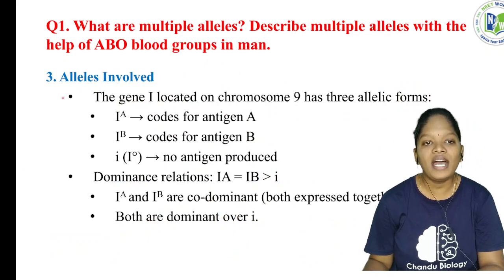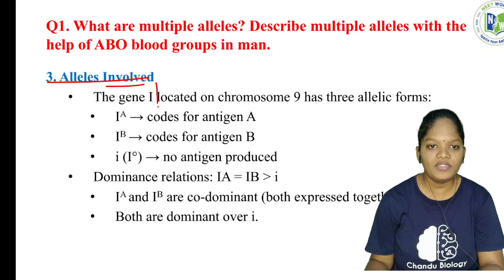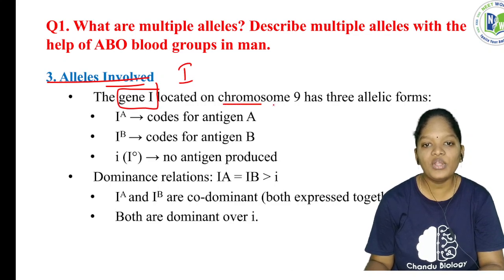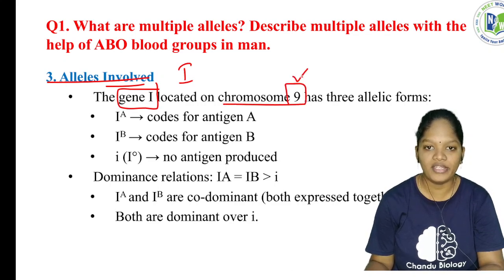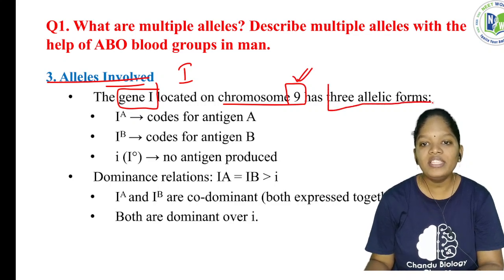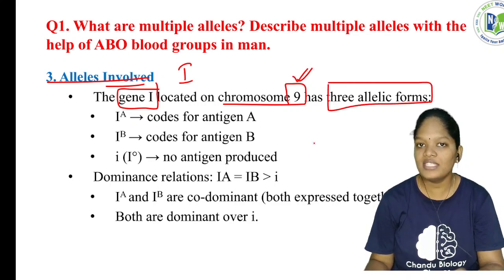Now, what are the alleles involved in this particular gene? The gene is named the gene I. It is located on which chromosome? Chromosome 9. So all these are important keywords. They generally have three allelic forms. What are the allelic forms?